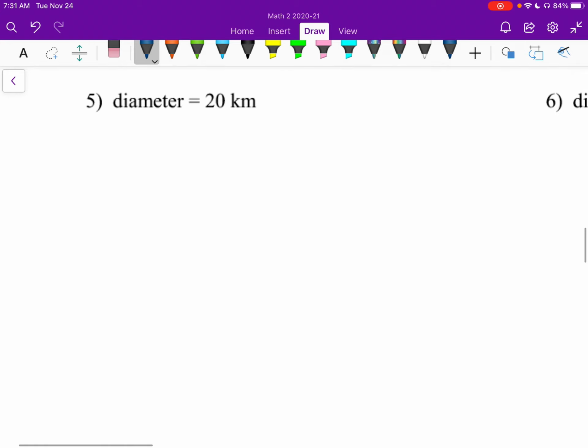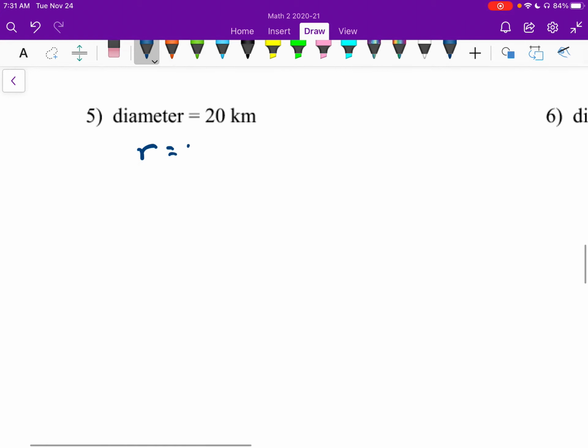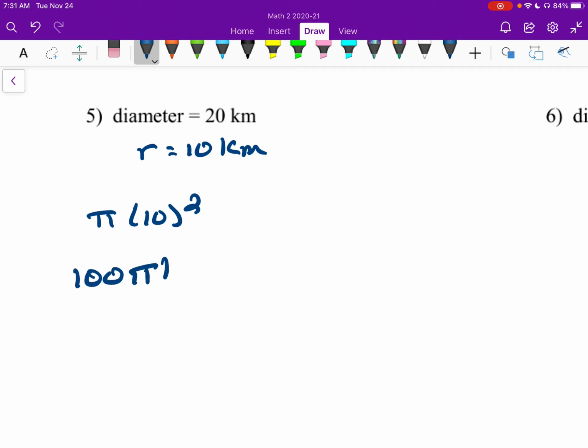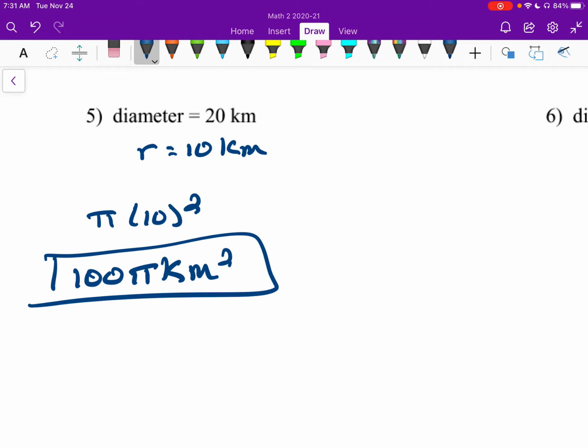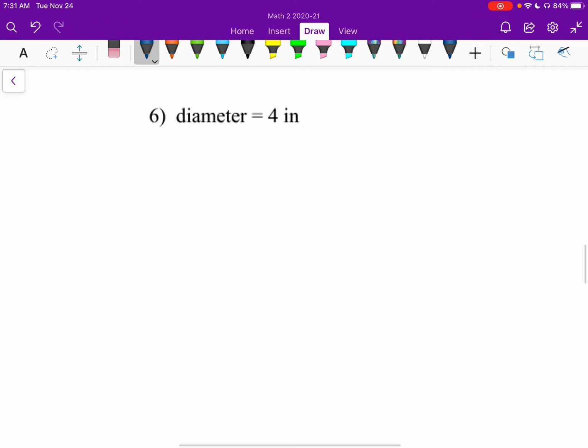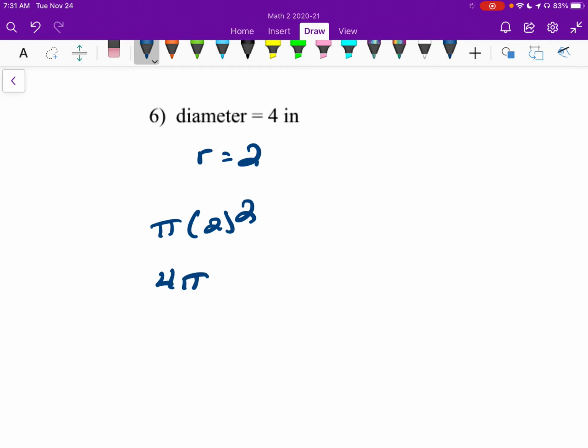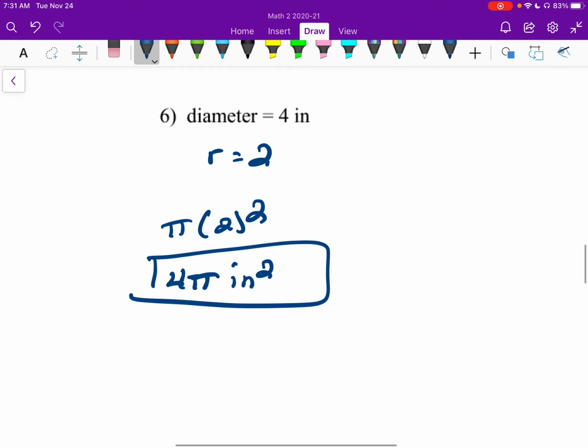Number 5, my diameter is 20, so my radius is 10. So I've got pi 10 squared, so 100 pi kilometers squared. Number 6, my diameter is 4, so my radius is going to be 2. So it's going to be pi 2 squared, or 4 pi, and my units are inches squared. Right? We're talking about area, so our units are squared.